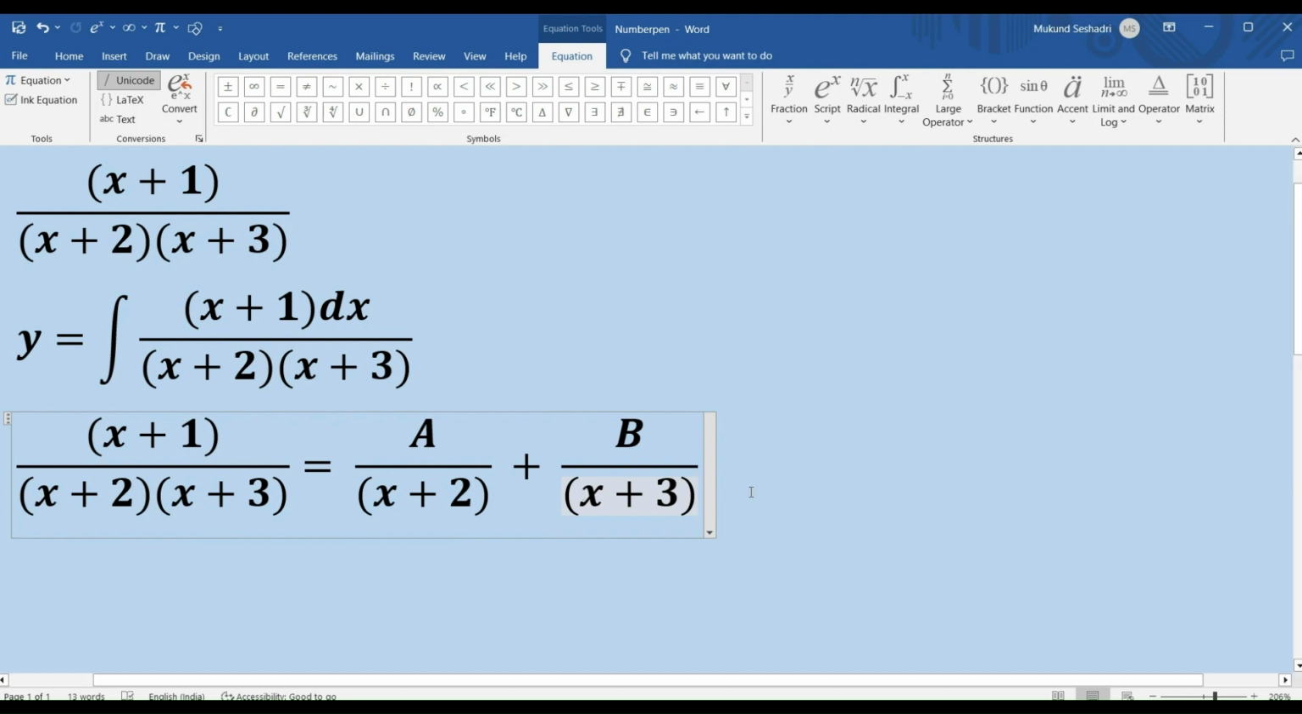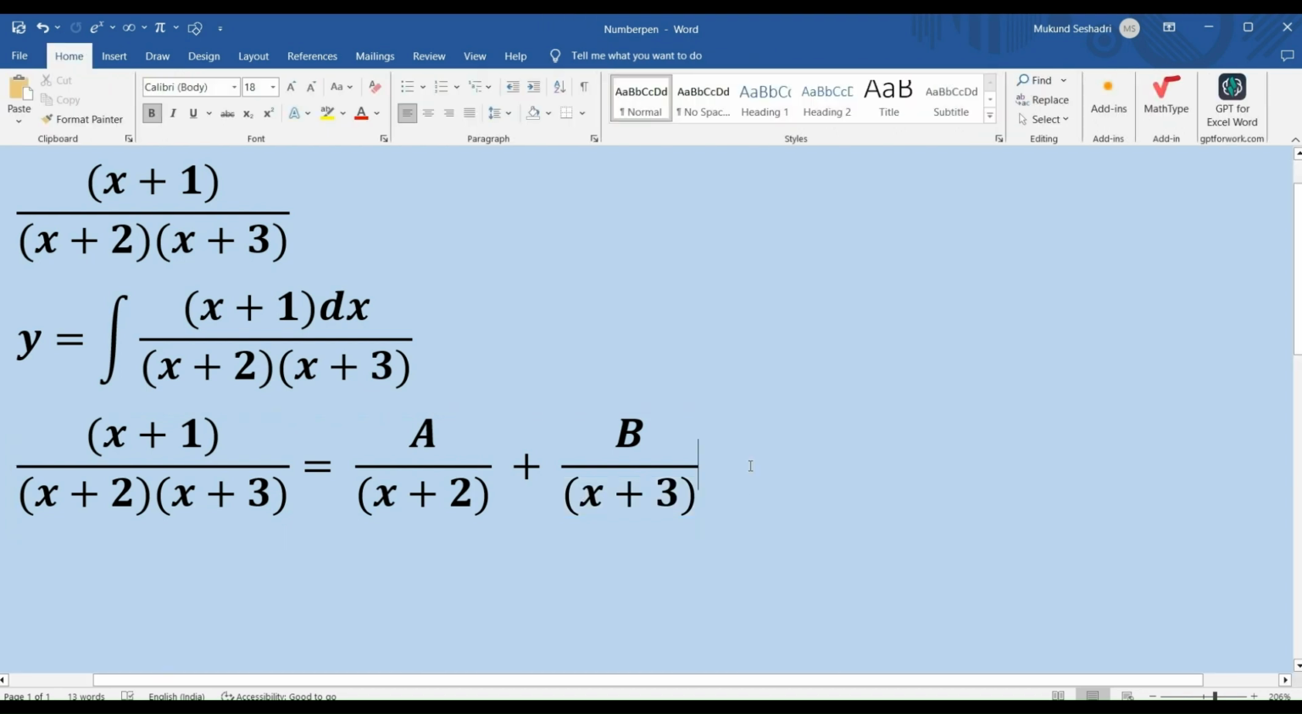So let's go about solving this particular problem. So I have expressed it as a divided by (x plus 2) plus b divided by (x plus 3). The idea behind this is to bring y to a format which is like a sum of two functions, say function 1 and function 2, and I can easily arrive at the antiderivative of function 1 and function 2, and then I apply some rule, right?